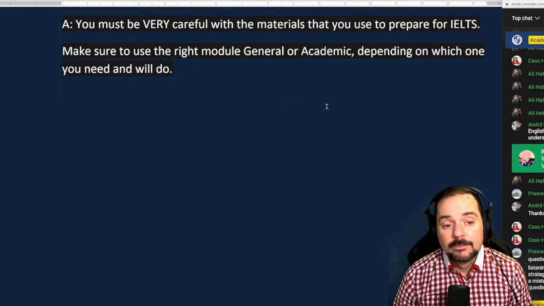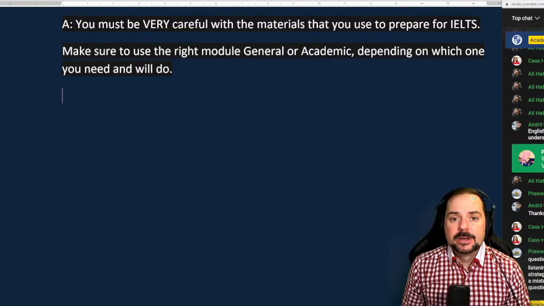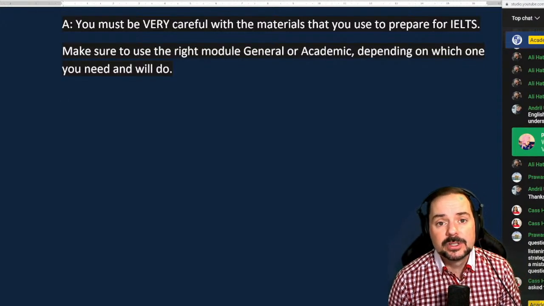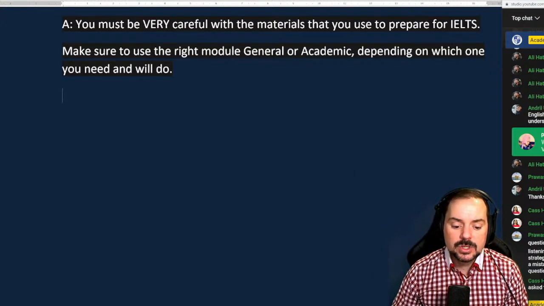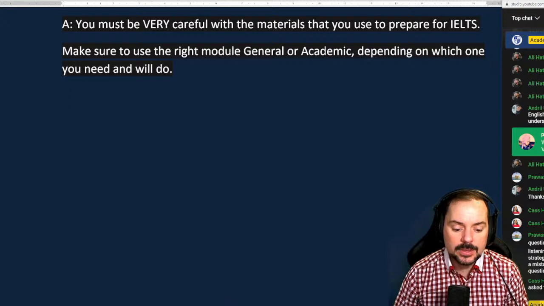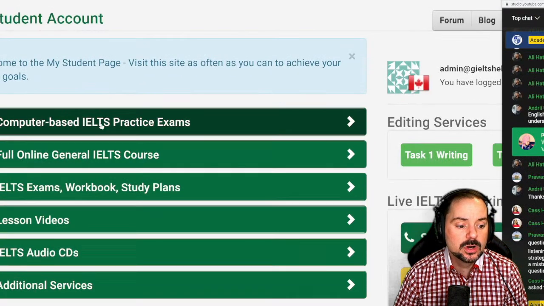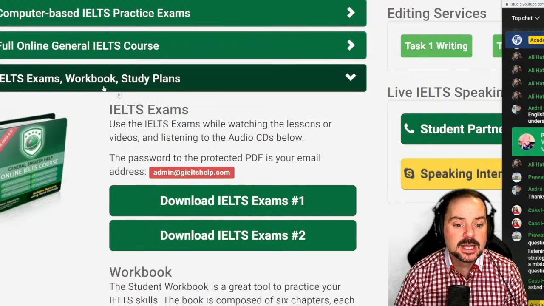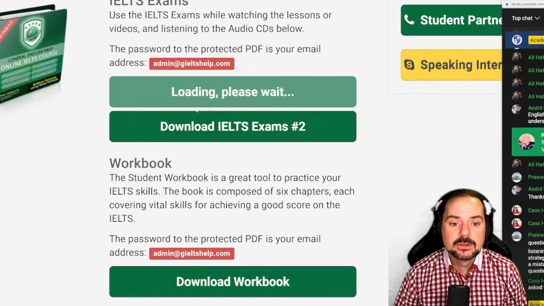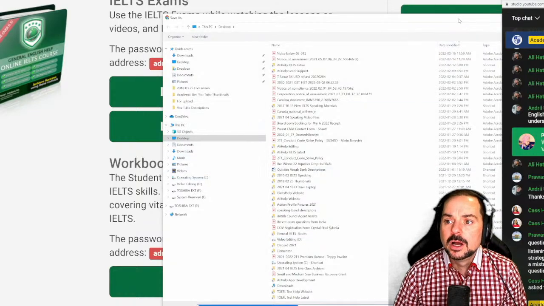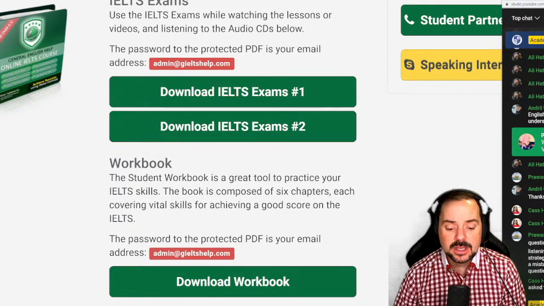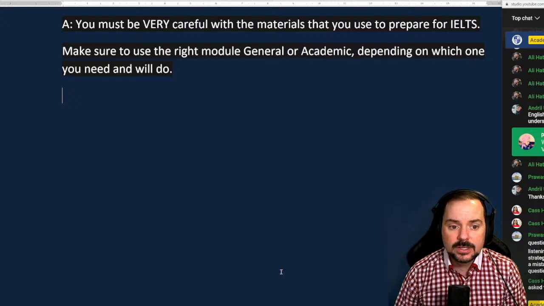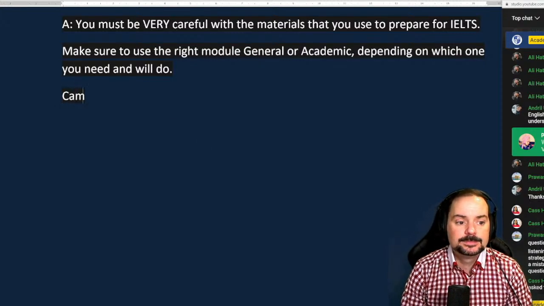Next, from experience, okay, so I'll give you a little bit of my experience with materials that we have seen, and this is a big reason why we decided to develop our own materials. So if you go to the website at ahelp.com or gltshelp.com, and then you go to IELTS exams workbooks, then here you can download exam 1. Basically we have 6 exams. They're exactly kind of like Cambridge. Cambridge makes, so Cambridge ESOL exam.